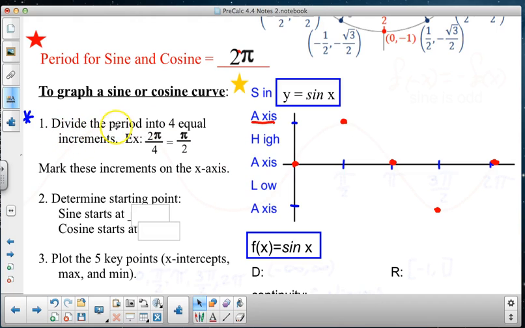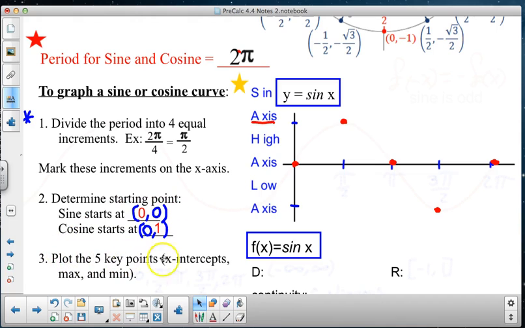First, you're going to divide the period into 4 equal increments. So our period is 2 pi, so we're going to divide it by 4, which is pi over 2 increments. Okay, we're going to mark these increments on our x-axis. We're going to determine our starting point. For sine, that starts at 0, 0, and cosine will start at 0, 1, because it starts on the high side of the axis. Cosine starts on the high side, and sine starts on the low side, or at the axis.